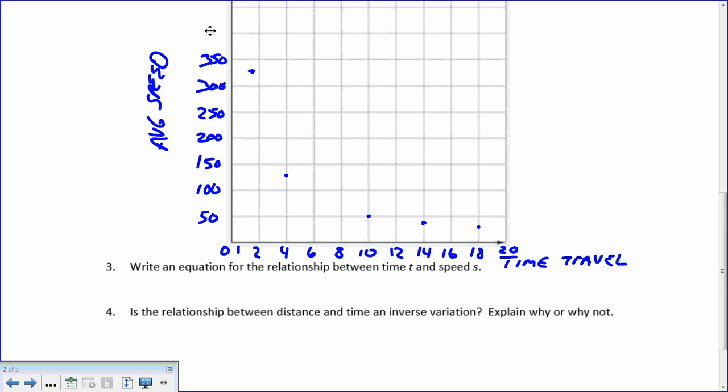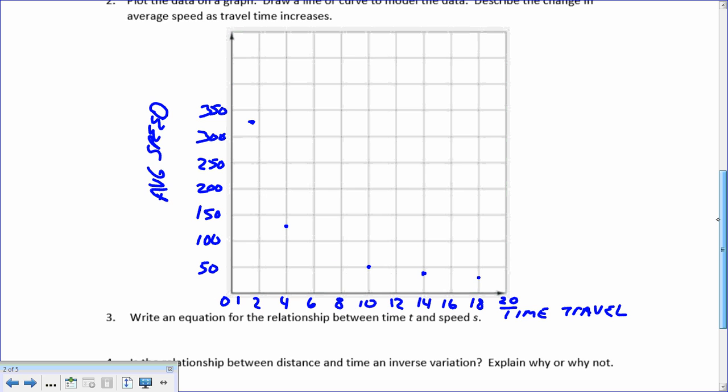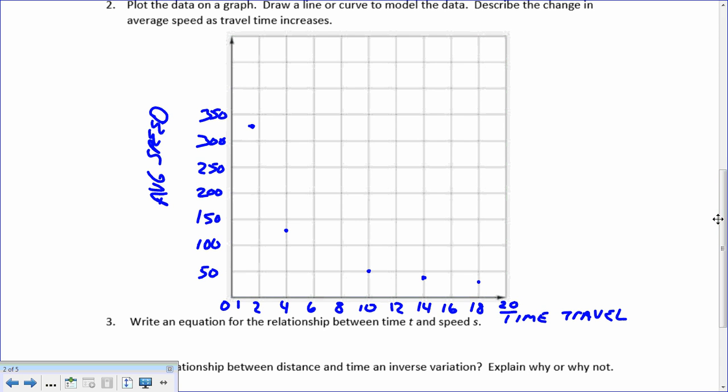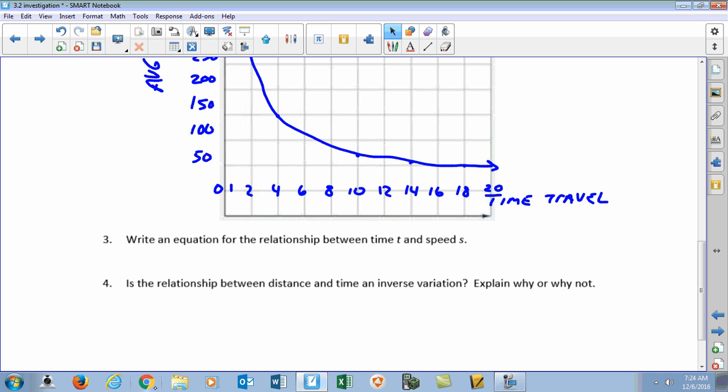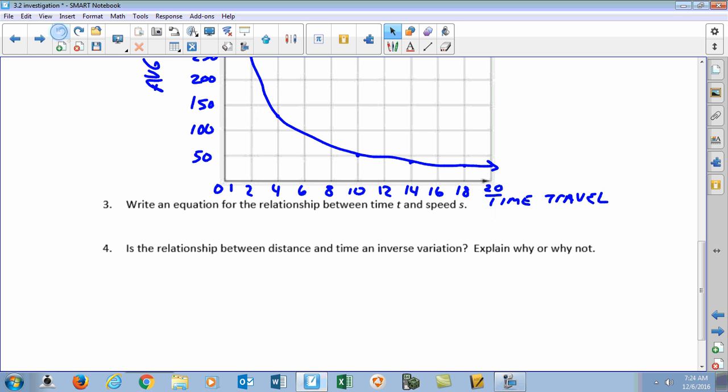Alright, so if I try to connect my lines here, you can see that we have our curve. And this is not linear. Can't keep it like this. This board is out of whack.